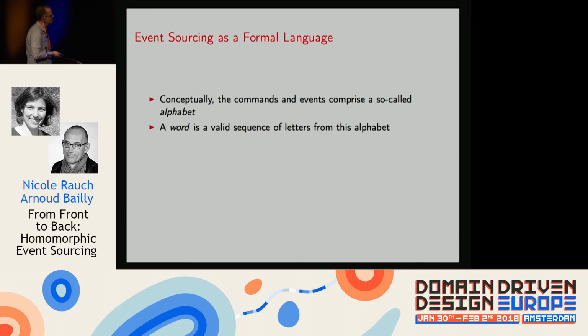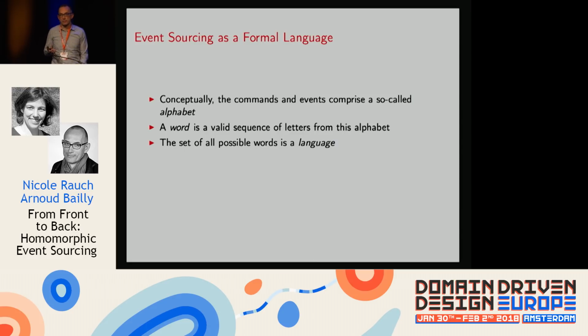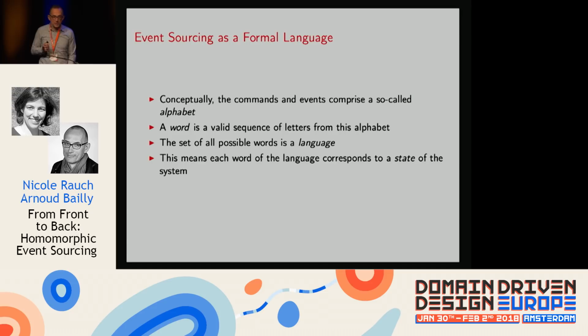And so basically, what is a language? It's an alphabet. The alphabet in our language is made up of commands and events, which play some kind of symmetrical roles. What is a word? Well, a word is a valid sequence of letters from this alphabet, and the set of all possible words forms our language. Right. Pretty much formal language 101. And so this means that each word of the language we are defining here corresponds to a state of the system.